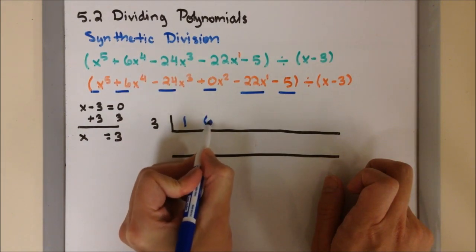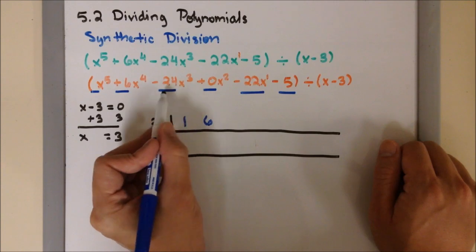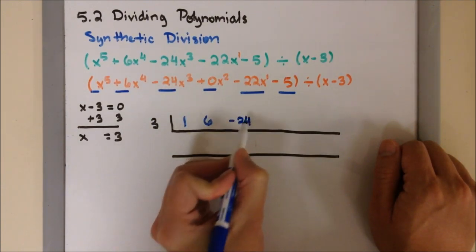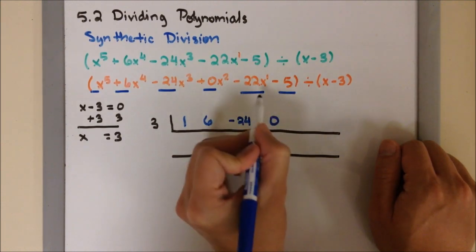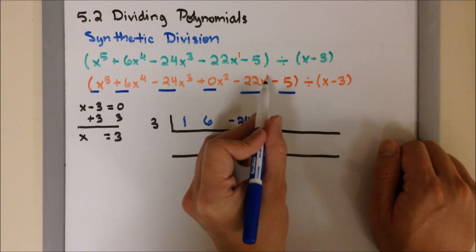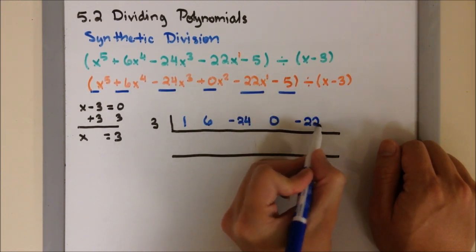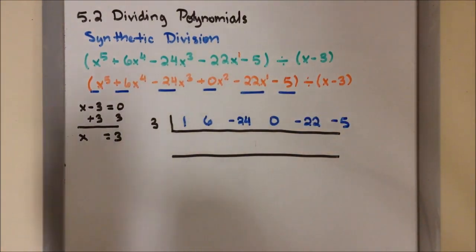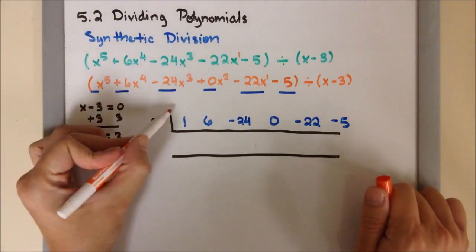So make sure you have spaces in between. The coefficient in front of x to the third is negative 24. The coefficient in front of x squared is 0. The coefficient in front of x to the 1 power, or just x, is negative 22. And the last part is just a constant term, so negative 5. So again, all I did was fill in the coefficients from the problem.